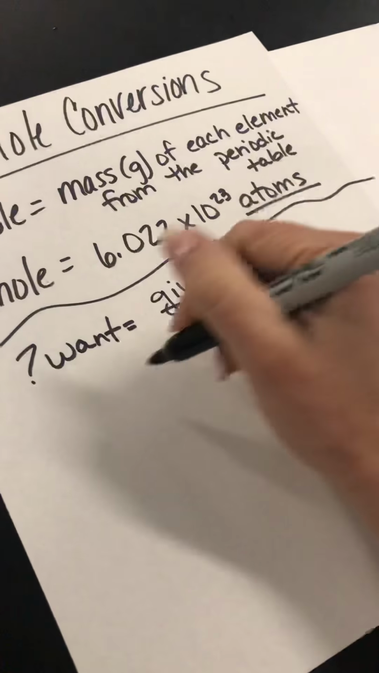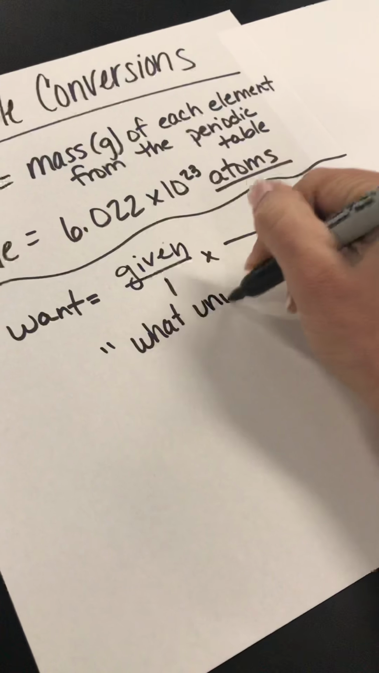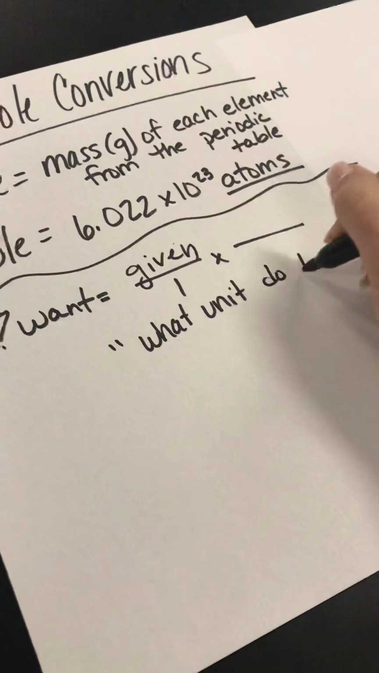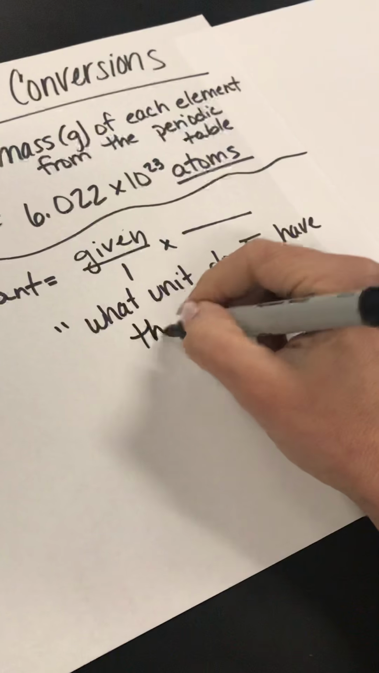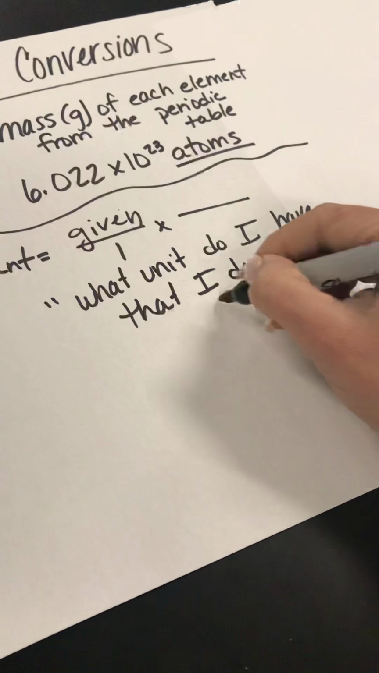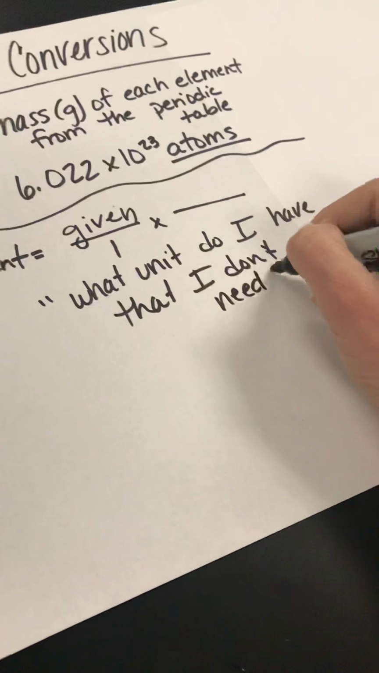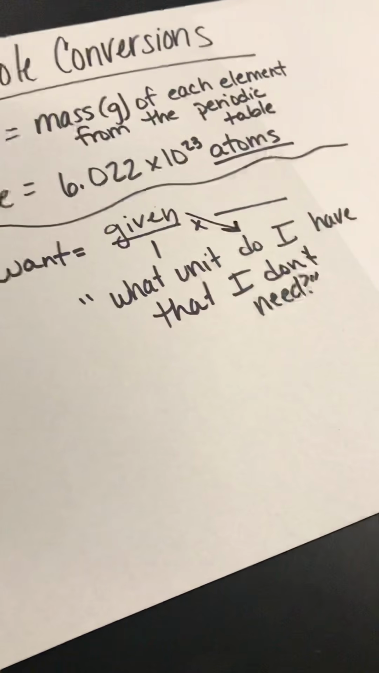And then to figure out what I do next, I always ask myself, what unit do I have that I don't need? Because if I have it, don't want it, it's going to go to the bottom of the next fraction.